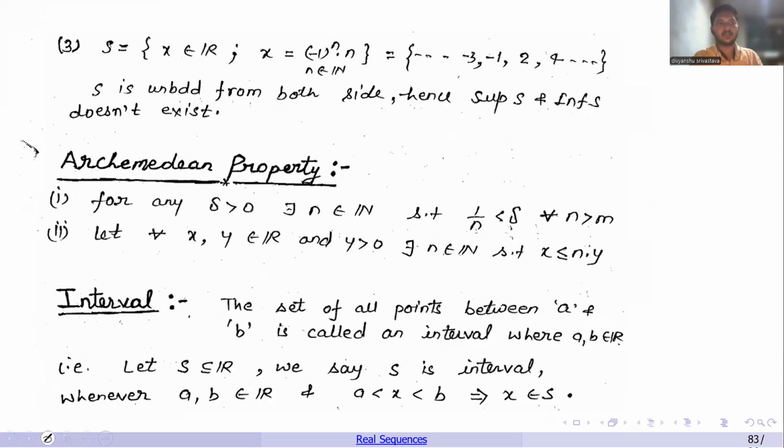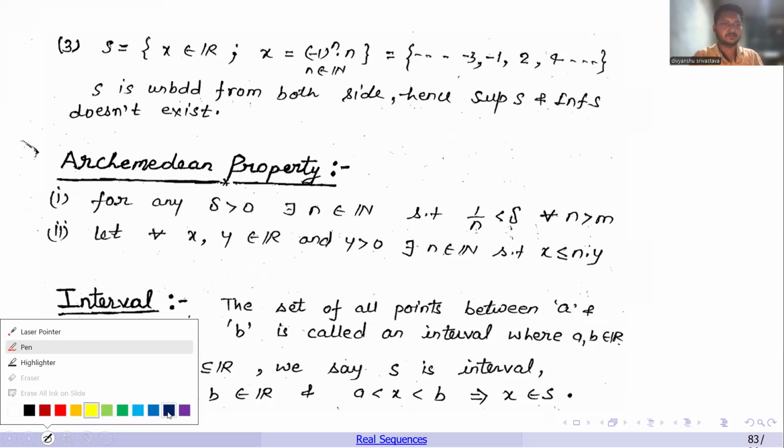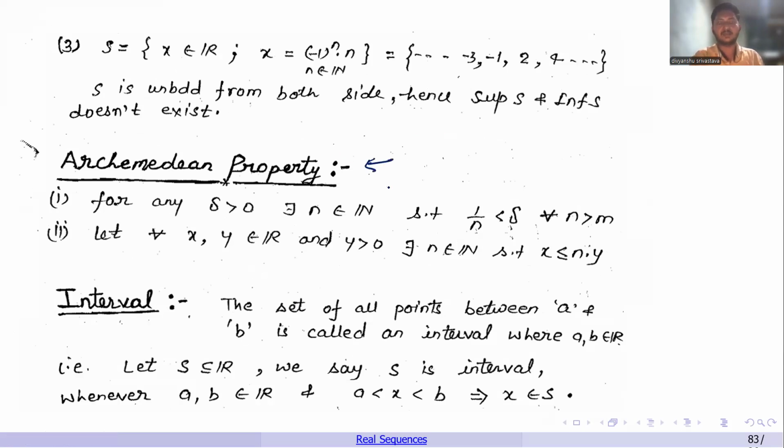Now what is the Archimedean property? Basically, the Archimedean property says that for any delta which is greater than 0, there exists n belongs to natural numbers such that 1 by n is less than delta, for all n greater than some M. So here the property says that if you have some delta greater than 0, there exists n belonging to natural numbers such that 1 by n is less than delta for all n greater than capital M.